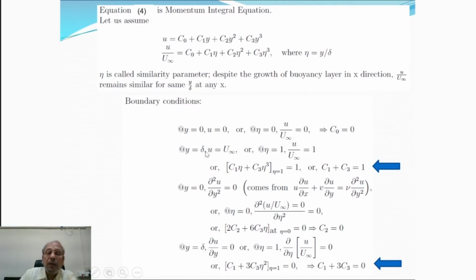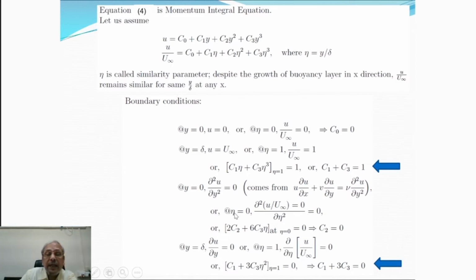Next we apply the second boundary condition, which we have written here. After applying this, we go to this boundary condition, which is again at y equal to 0. If we consider the boundary layer equation, u equal to 0, v equal to 0 for y equal to 0. So we get del 2u by del y2 equal to 0. This is a derived boundary condition. So del 2u by del y2 equal to 0.